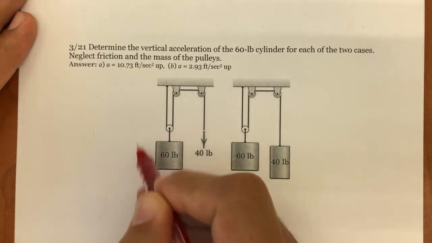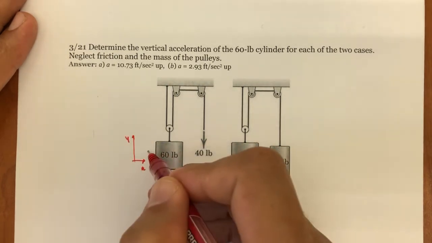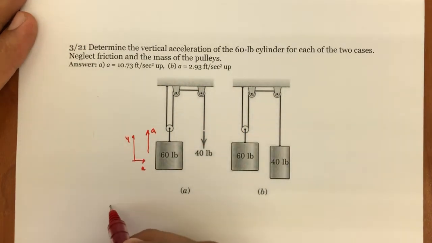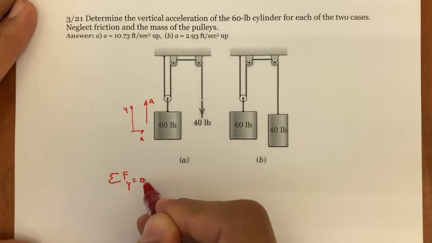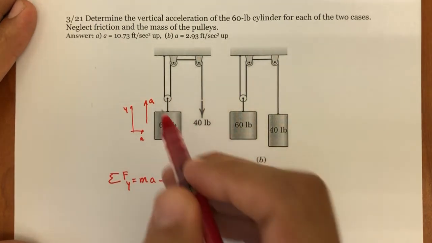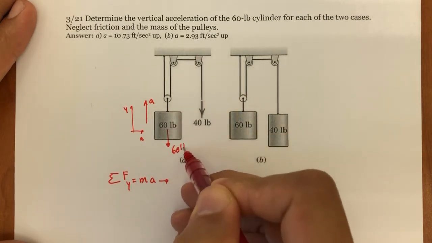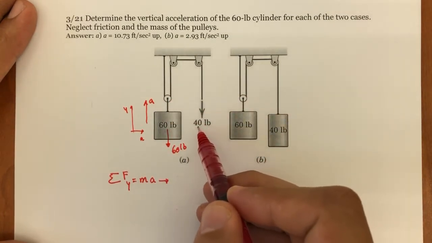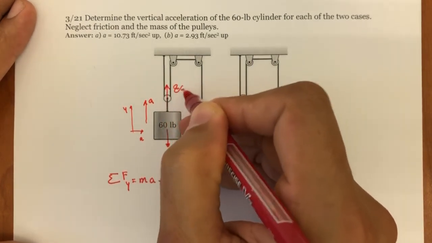And let's say my coordinate is just x and y. And this one is gonna accelerate just in the vertical direction. Let's call it A, the acceleration. So sum of the forces in the y direction is gonna be equal to the mass times acceleration. We need to draw the free body diagram of it. If you draw the free body diagram, we have weight, 60 pounds. And also we have two tensions of the cable, and the tension of the cable is 40. So we have 2 times 40 here from the cable, so it's gonna be 80 pounds.